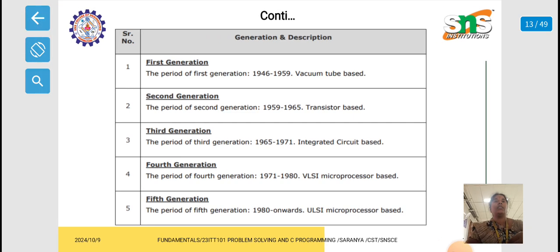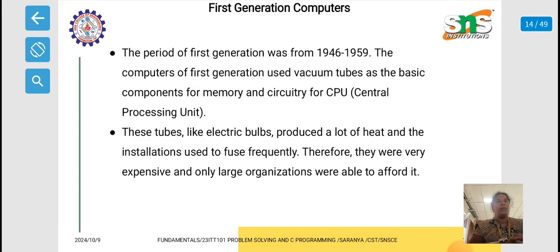First generation. The period of first generation was from 1946 to 1959. The computers of first generation used vacuum tubes as the basic component for the memory and circuitry for the CPU. That means the central processing unit.